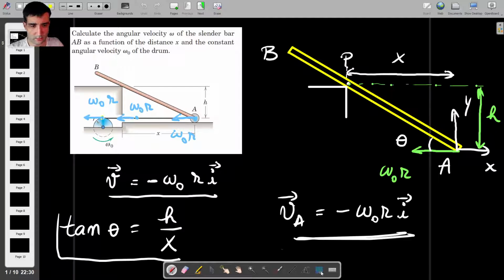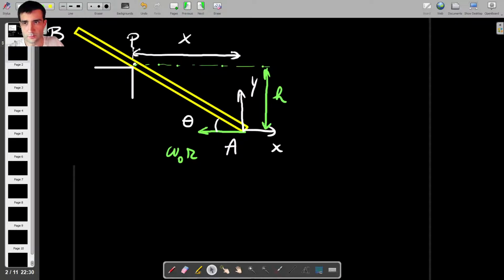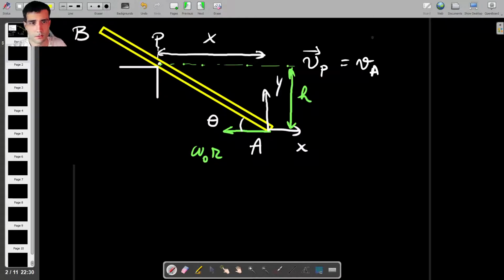So we have the following. The velocity of point P is going to be equal to the velocity of point A plus the angular velocity of the bar. Remember, it's not the angular velocity of the drum that we know, right? It's the unknown angular velocity that we have to find. And then cross product with AP. That's the vectorial distance from point A to point P, right?